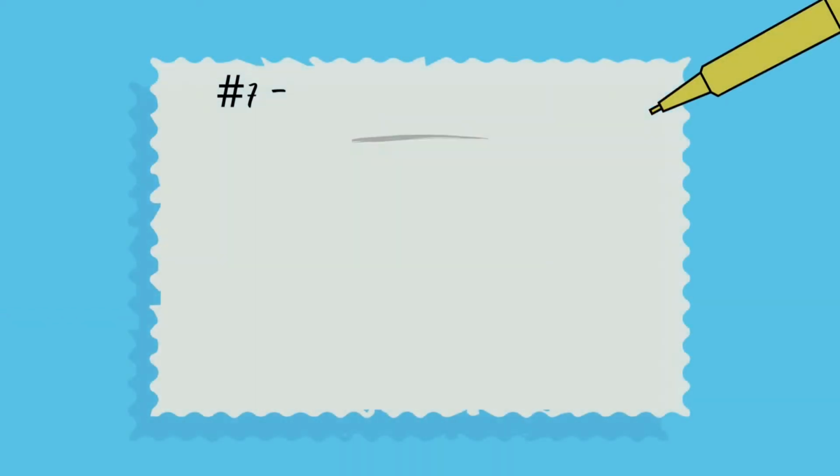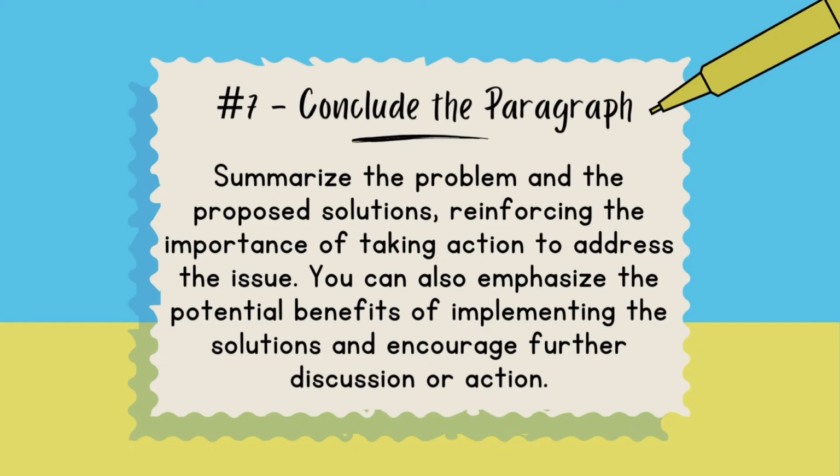Give evidence to support your claim or your possible solution. And of course, next to that is to conclude the paragraph. What you need to do in concluding your paragraph is to summarize the problem and the proposed solutions, reinforcing the importance of taking action to address the issue. You can also emphasize the potential benefits of implementing the solutions and encourage further discussion or action. All right. So after presenting and discussing the solution, of course you need to look forward to what will be the effect if this solution will be given to the problem.